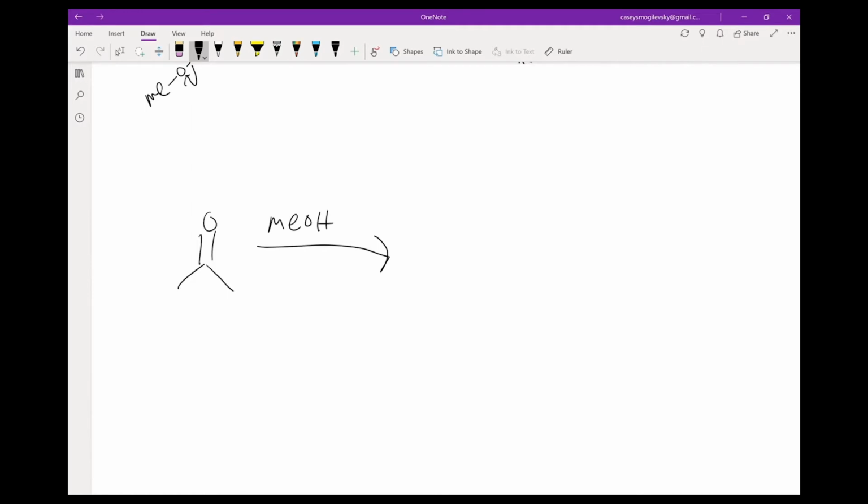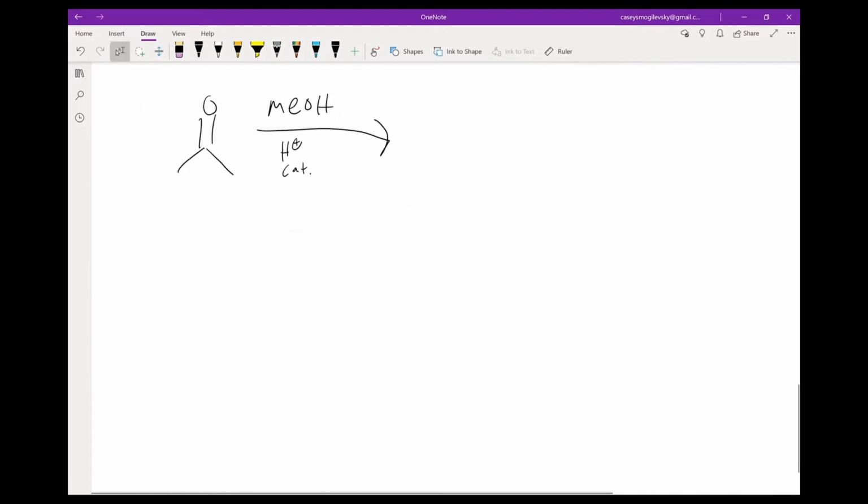And let's say that we have catalytic acid. It doesn't really matter what kind of acid it is. I mean, it does a little bit, but for this example, it doesn't really matter. So let's just say H plus catalytic, which means it's like a mole percentage value. It's like 1% or something. So we have this H plus, and what is this H plus going to do?